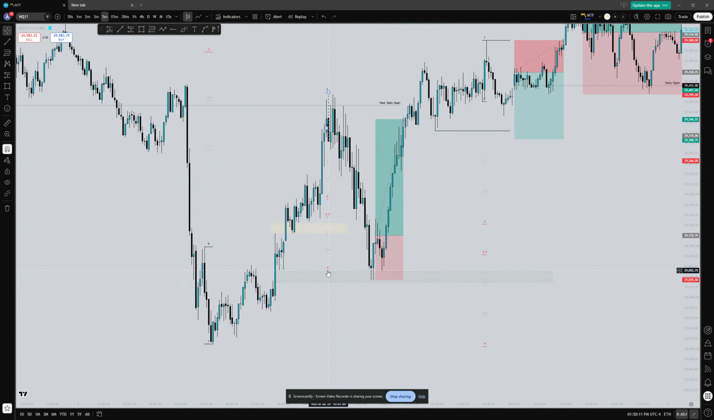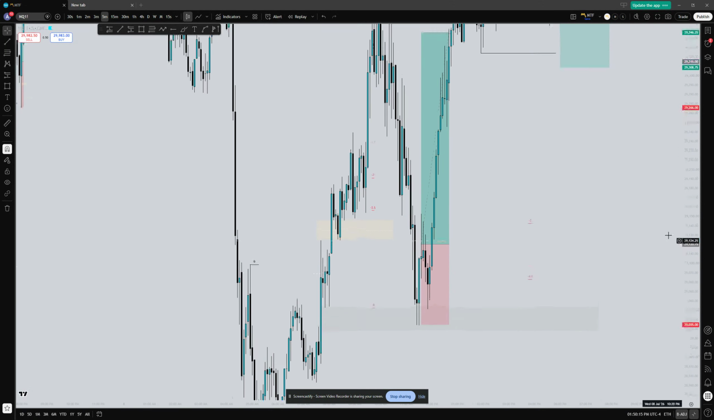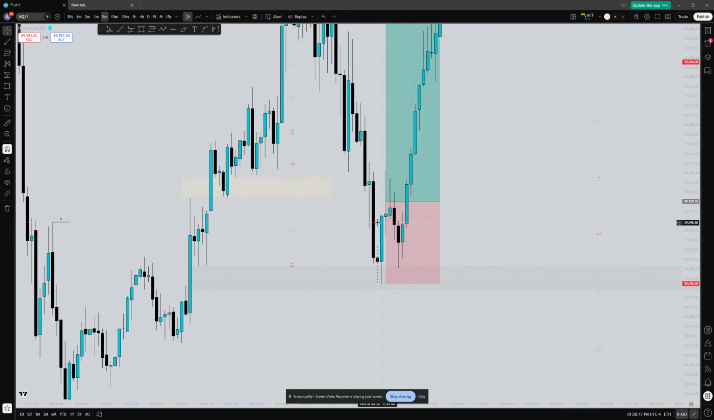I waited for us to tap into the -4, which also means that we would tap into the 30-minute gap. And I waited for a significant reaction, which would have been this candle right here. Pretty sure I took my entry right after that. Got filled in right there. Stop loss at the low.